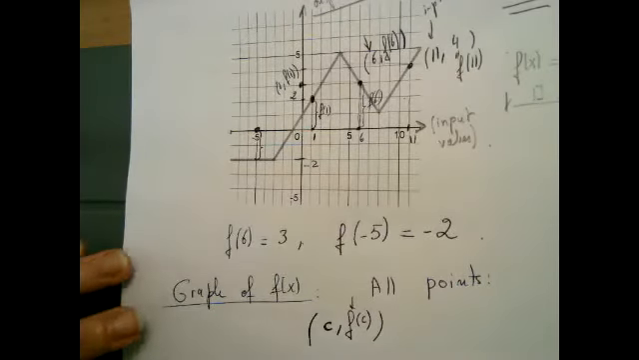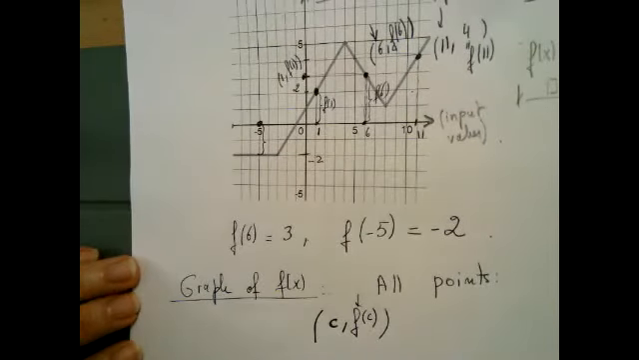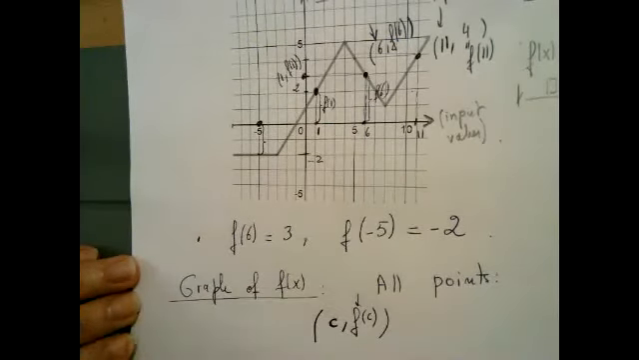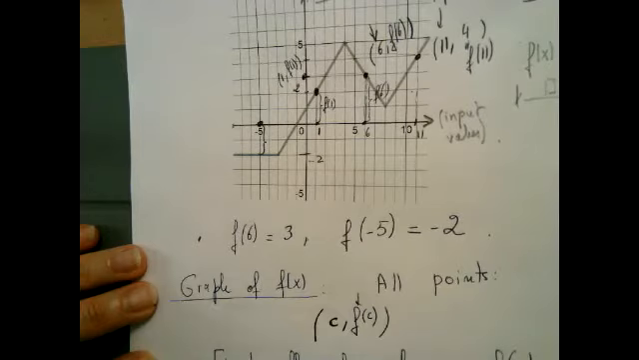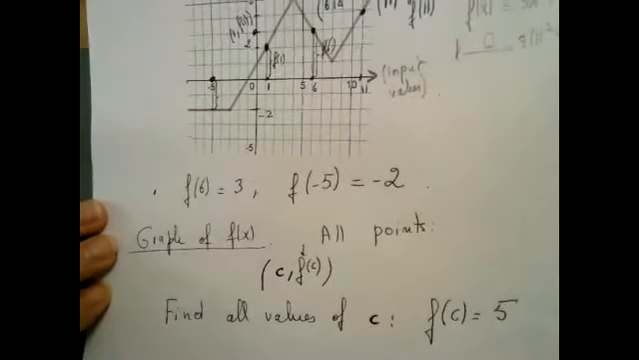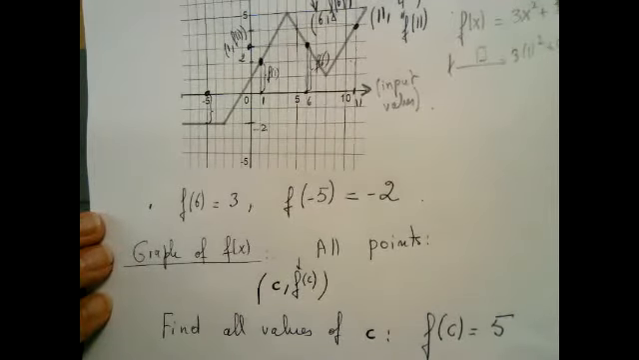All right. Let's ask a very simple question here, nothing hard. Suppose I have the graph that we see here, and I ask you the following. Find all values of C such that f of C is equal to 5. Find all values of C such that f of C is equal to 5.